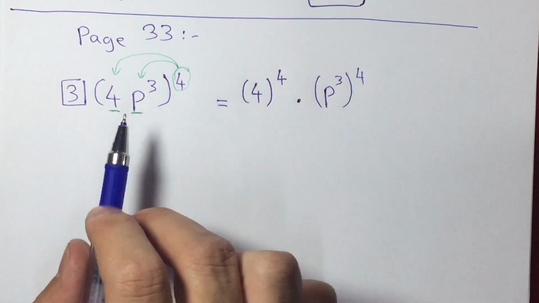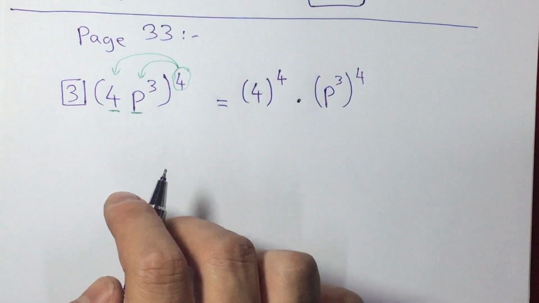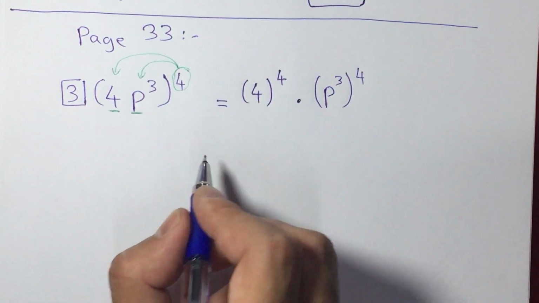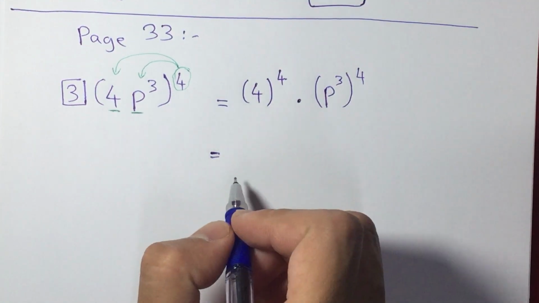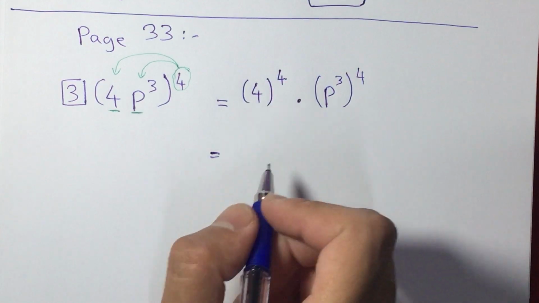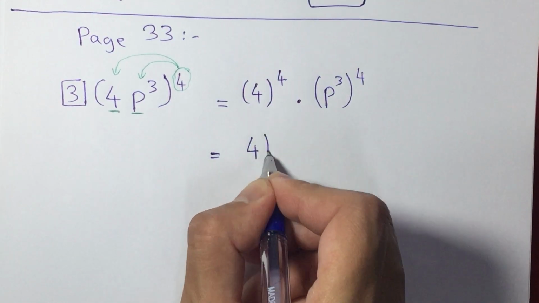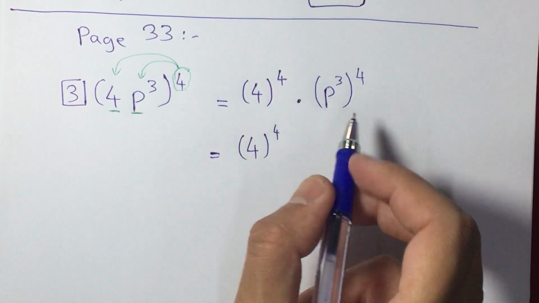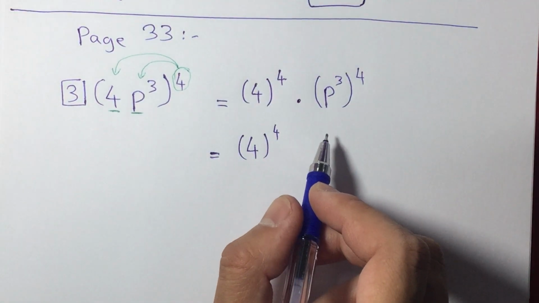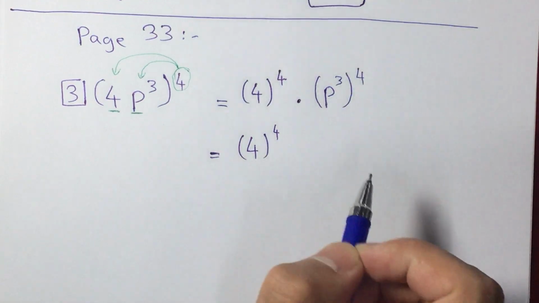Okay, that's how we can rewrite this expression. Now, how can we calculate these? 4 to the fourth, we can calculate it in numbers, okay, but we can just write it as it is, and deal with the p. How can we calculate this?